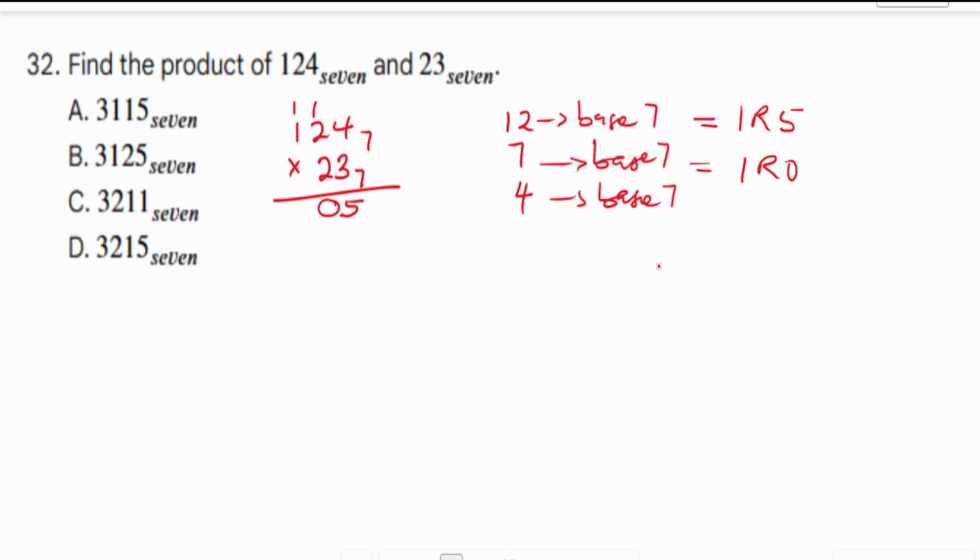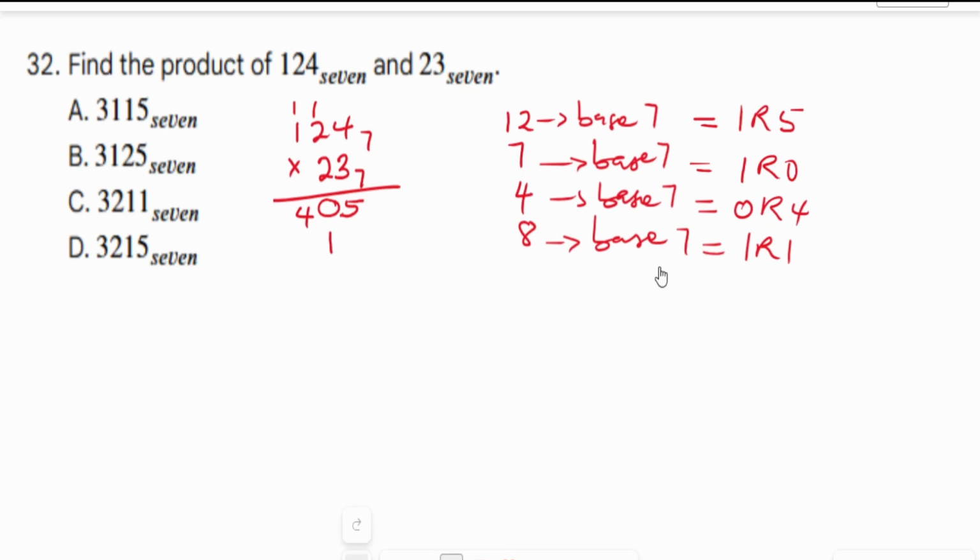4 to base 7 will be 0. 7 cannot go into 4, and the remainder will be 4. So we put the 4 down. Now we come to the 2. 2 times 4 is 8. 8 to base 7 will be 1 remainder 1, right? So let's put the 1 under the 2.